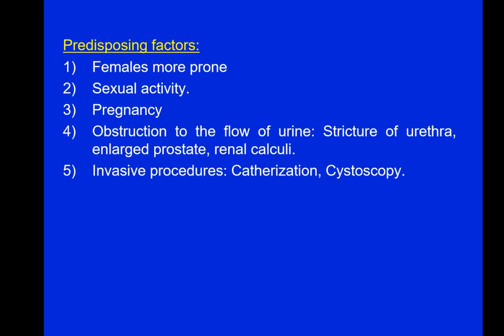Coming to the predisposing factors, females are more prone to this UTI. The most common cases we can see are in females. Then sexual activity and pregnancy are predisposing factors where we can see most UTI cases. Then any obstruction in the flow of urine, an enlarged prostate, or kidney stones, renal calculi. These are the major predisposing factors to get UTI.